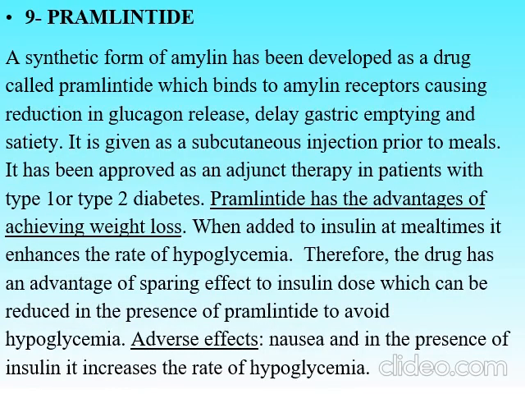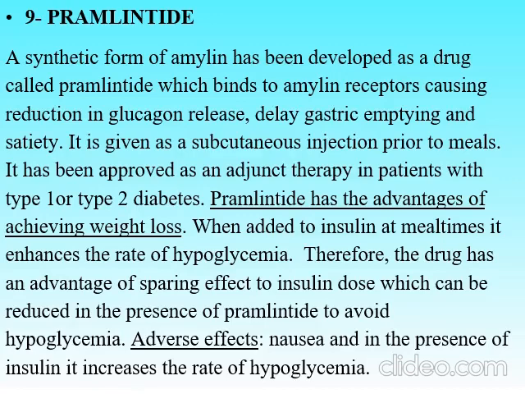Pramlintide is synthesized from amylin and developed to bind to the amylin receptor, causing reduction in glucagon release, delayed gastric emptying, and satiety. It is given as a subcutaneous injection prior to meals. It has been approved as adjunct therapy in patients with type 1 or type 2 diabetes.